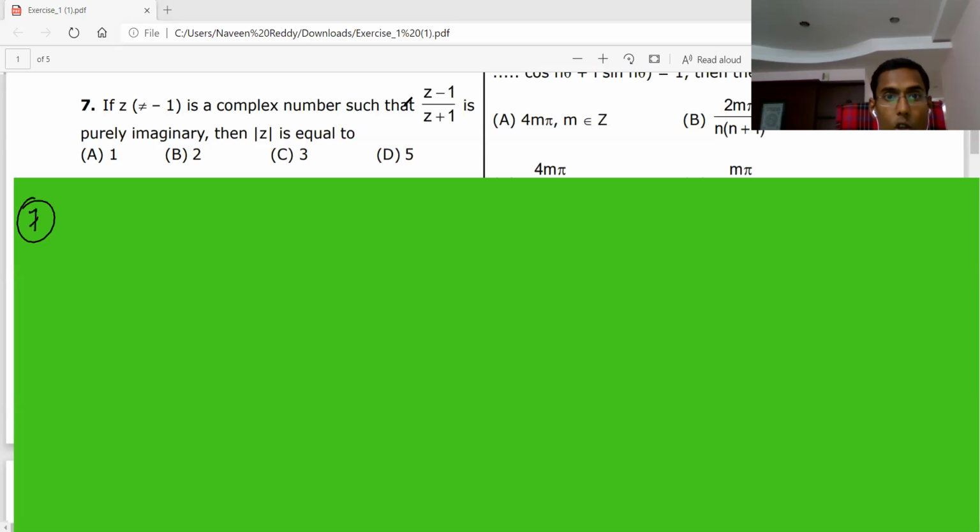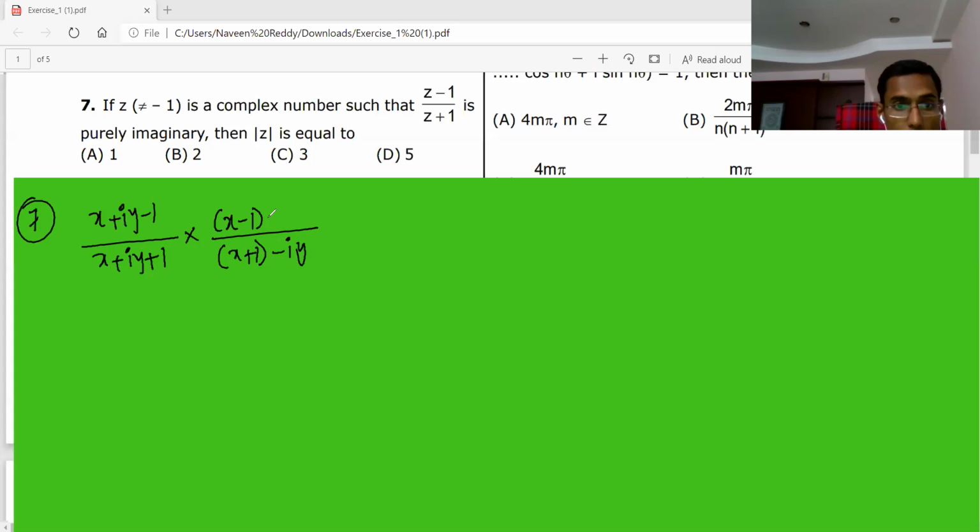z is a complex number such that (z minus 1) by (z plus 1) is purely imaginary. That means you can first write x plus iy in place of z. You can write (x plus iy minus 1) by (x plus iy plus 1), and then rationalize the denominator: you multiply by x plus 1 minus iy. You also multiply the numerator with x plus 1 minus iy.